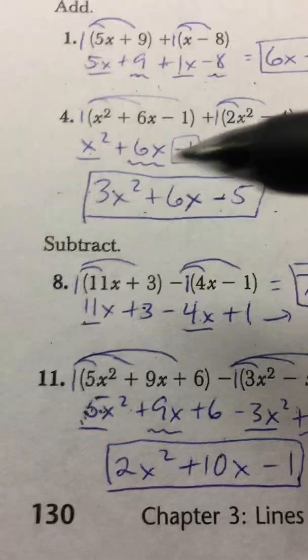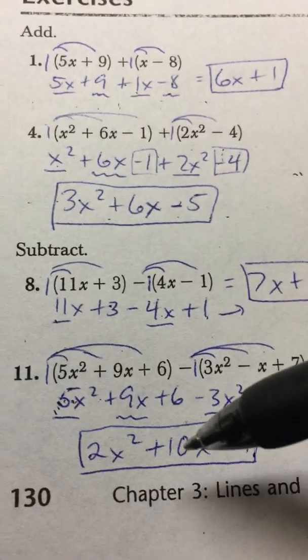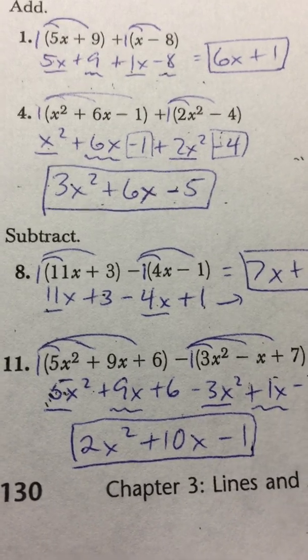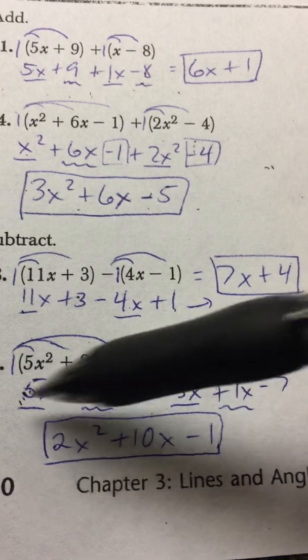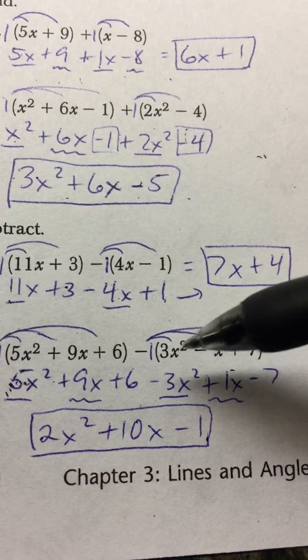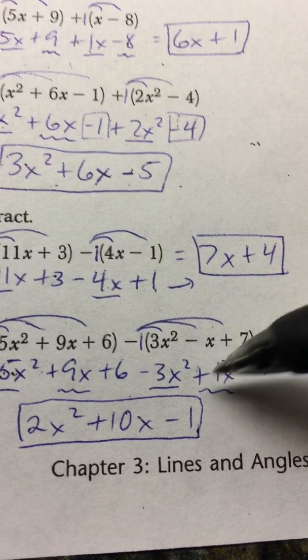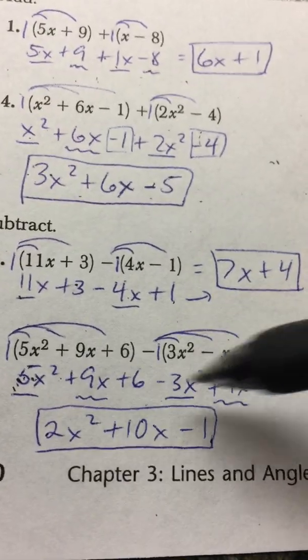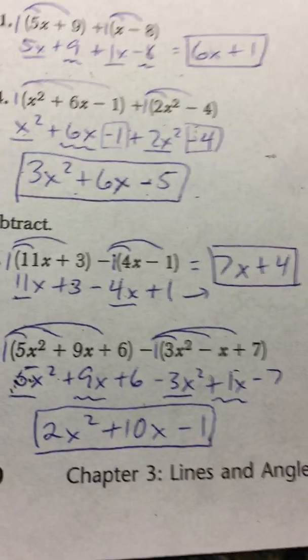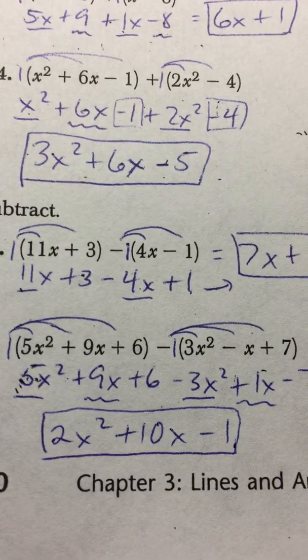Okay, so hopefully you paused your video, and you're coming back and looking at number 11. If you did number 11, hopefully you got 2x squared plus 10x minus 1. If you did not, you might want to double check and see if you got this, because multiplying by positive 1 did not change anything, but multiplying by negative 1, this became negative, that became positive, that became negative. So maybe you forgot to write down the new signs when you did this. And then combine your like terms. X squareds go with x squareds, x's go with x's, and numbers go with numbers.